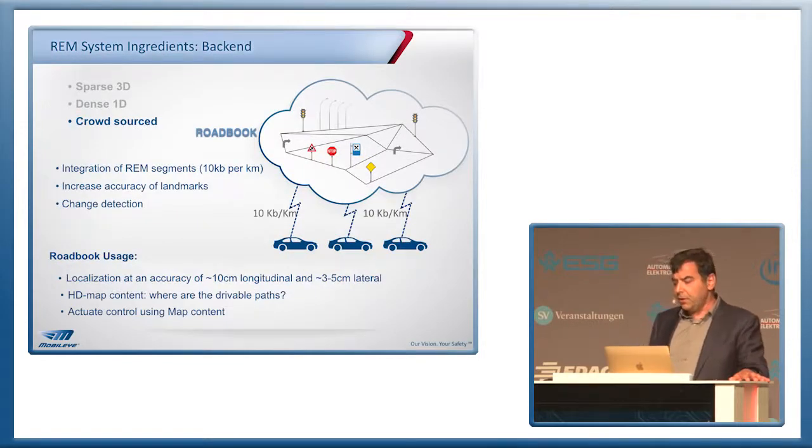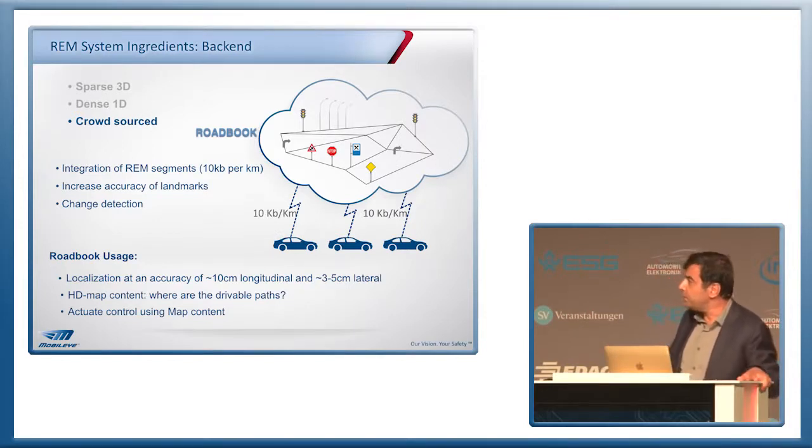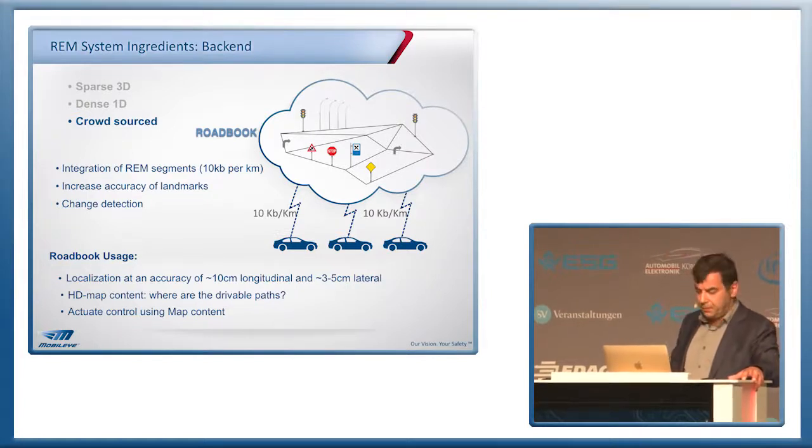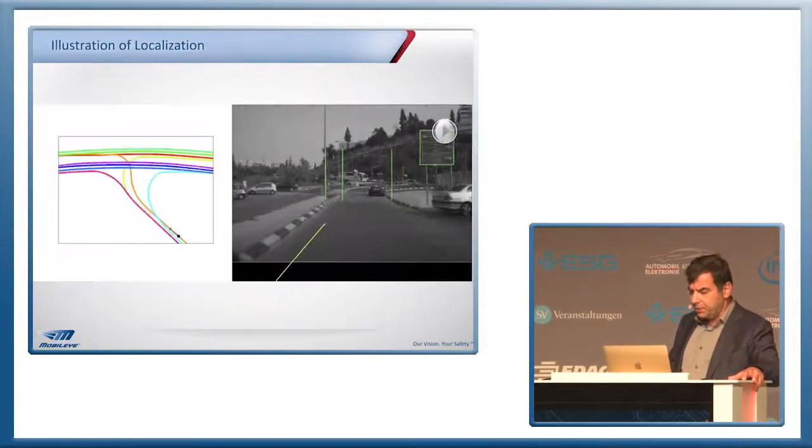And then all these packets are sent to the cloud, and they are integrated into a high-definition map that we call a roadbook. And the roadbook has three usages. One is to localize, because we can use the landmarks to localize. Two is HD map content. It can enrich existing HD maps, or it can replace the concepts of existing HD maps. And then you can use it to actuate control using map content. So let me show you some examples.